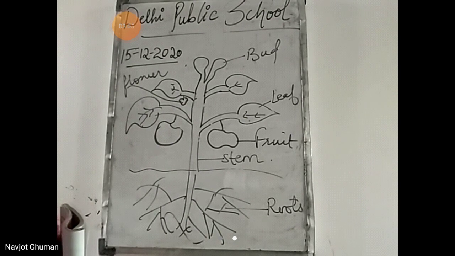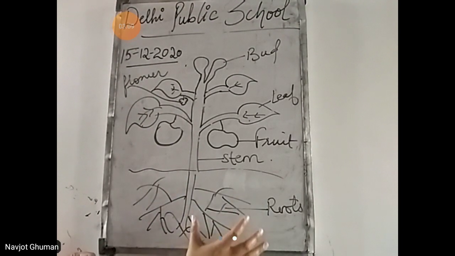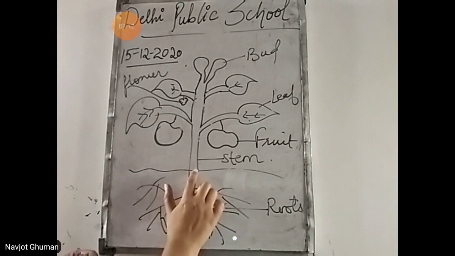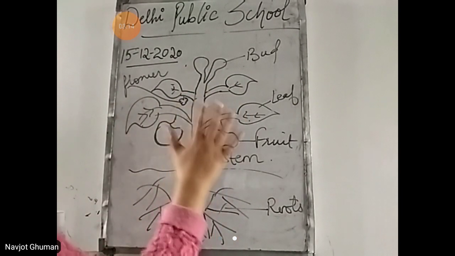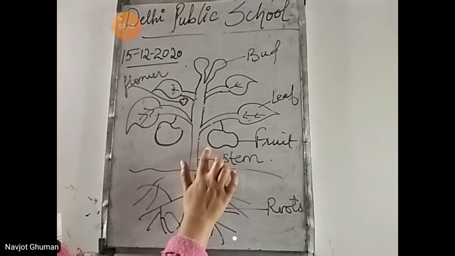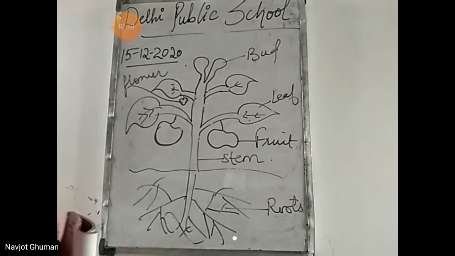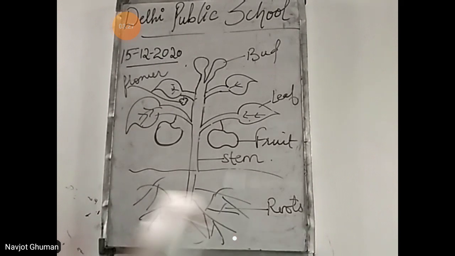These are the main parts of a plant. First, root, that is present below the ground. Then above the ground is the shoot part. What is present in the shoot portion? Stem. Then fruit, leaf, bud and flower. So these are the main parts of the plant. Now we are going to study about the roots.